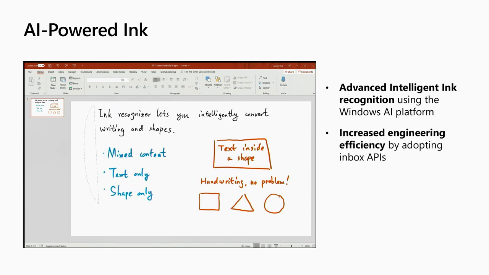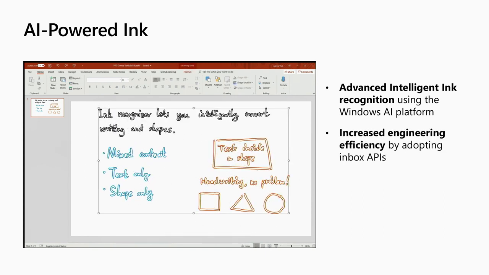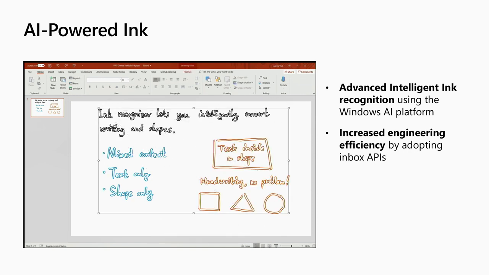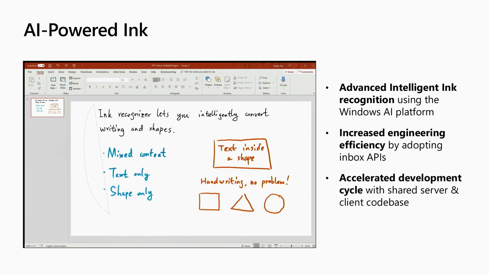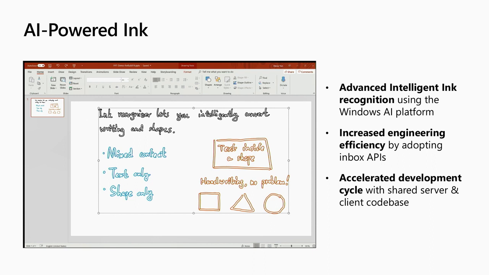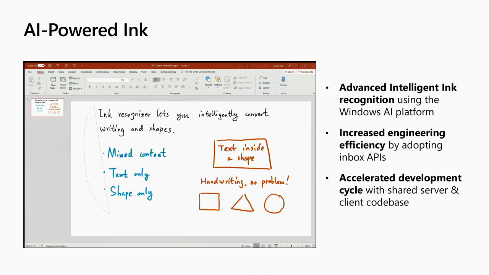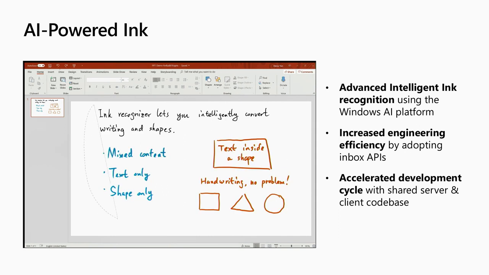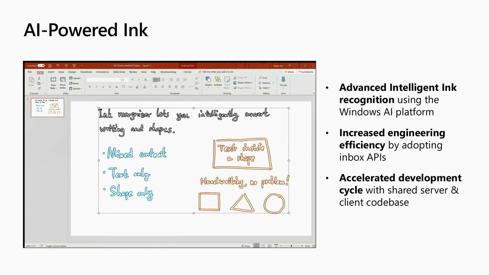They chose the Windows AI platform because it brought them increased engineering efficiency by adopting an in-box API for inferencing and didn't require them to ship their own inference engine with their code. It also accelerated their development cycle by using the same code base to deploy their models locally as they do for their services running in the cloud. These efficiencies can apply to any of you that are trying to run machine learning inferencing on your data, whether that's local on a device or in the cloud on a server.